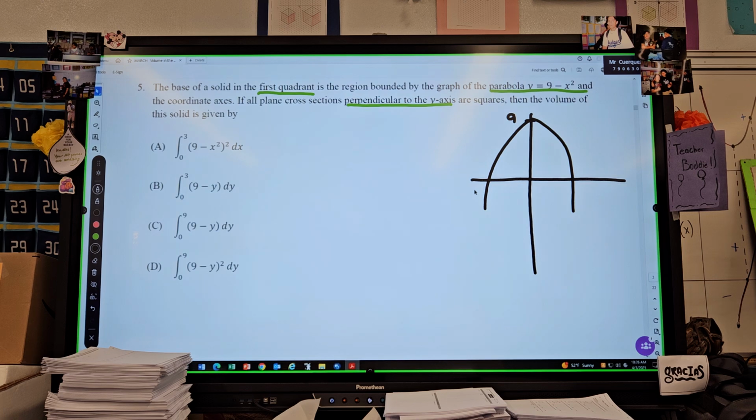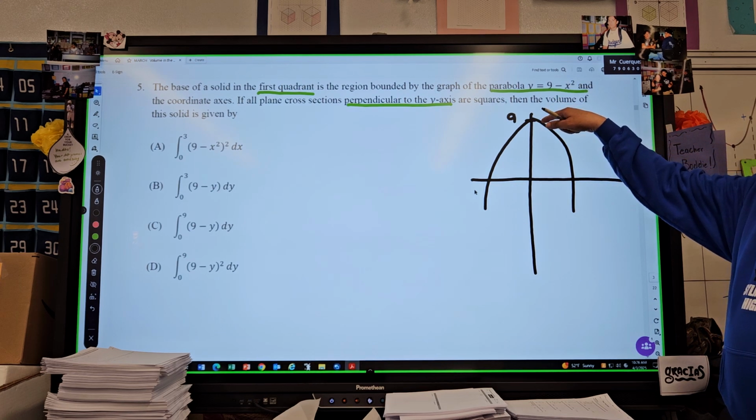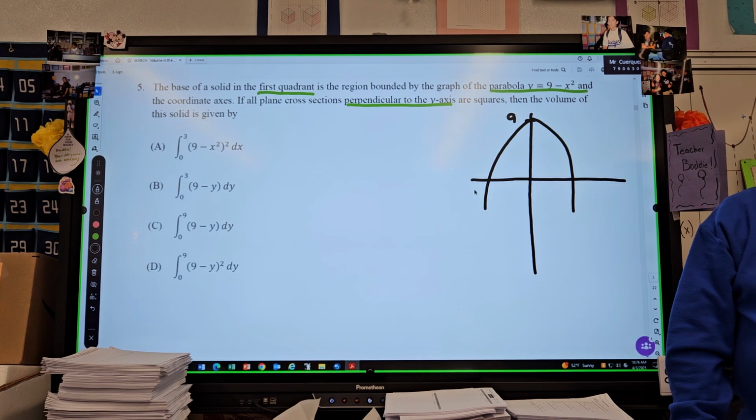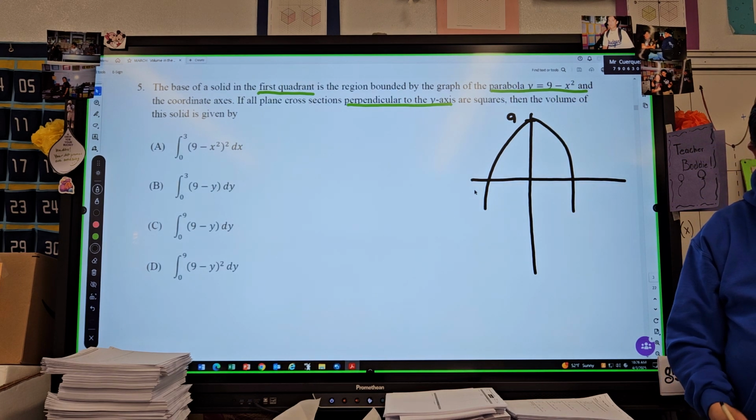Let's sketch. Concavity. The concavity is down because it's negative x squared. So 9 minus x squared. This means 9 is the y-intercept, the starting point.